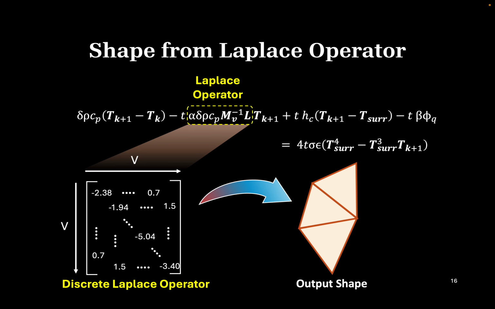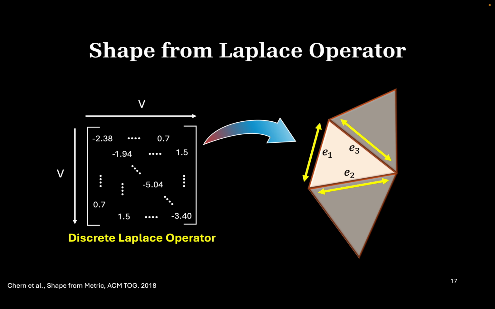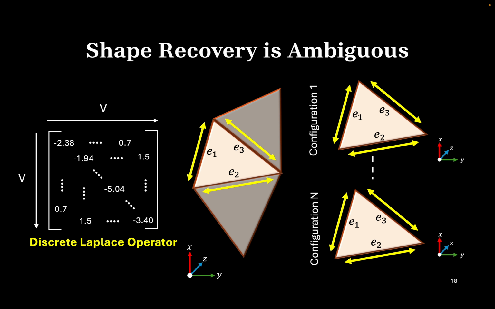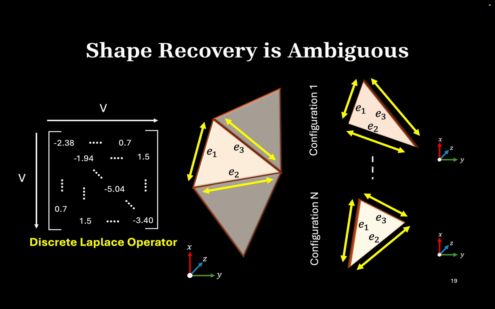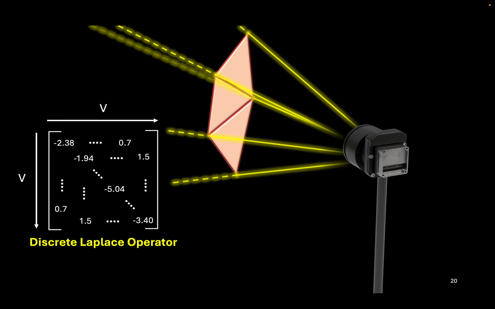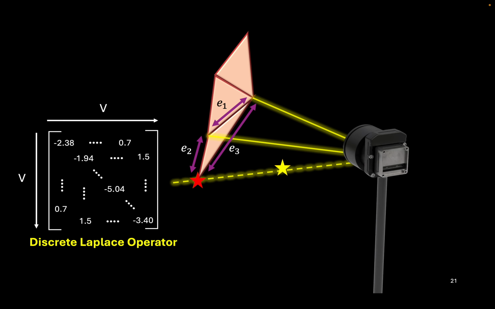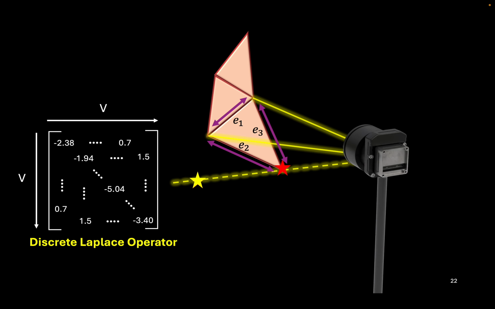The estimated Laplace operator in its discrete form for a mesh with V vertices is a V cross V sparse matrix. One can extract edge lengths of a triangular mesh with the information encoded in this Laplace operator. But there can be different 3D shapes which satisfy these edge lengths. This makes shape recovery from the Laplace operator inherently ambiguous. But having points in the 3D space constrained to the camera ray reduces this possible isometric deformation to locally binary.